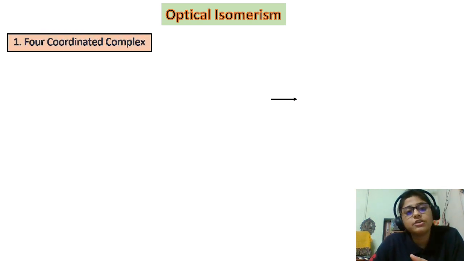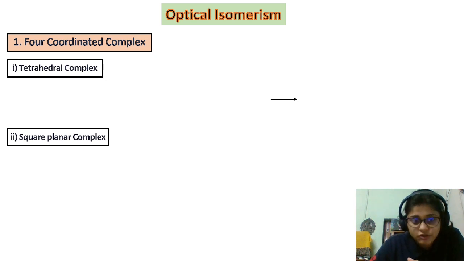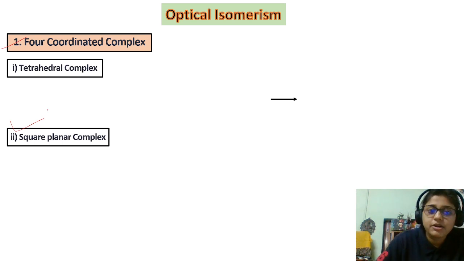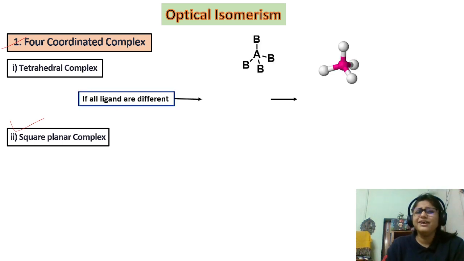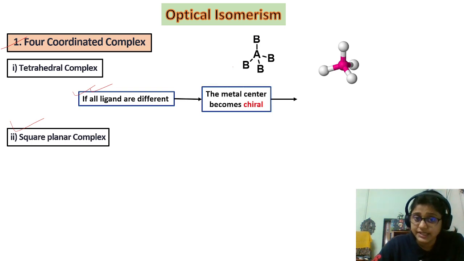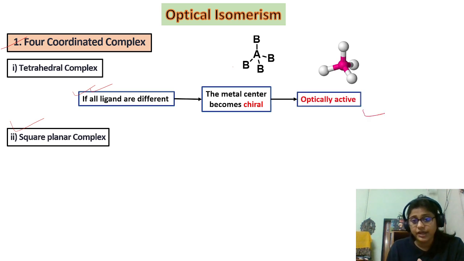So first, 4 coordinated complexes, again for optical isomerism also. Two possibilities, one is tetrahedral, one is square planar complex. In the case of a tetrahedral complex, if all the ligands are different, like here B, C, D, F, the metal center becomes chiral. Then we call the metal center chiral. Then it will be optically active. This is the condition for a tetrahedral molecule to show chirality or be optically active.